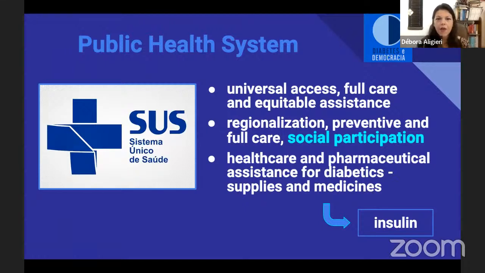Here we have a public health system. In Portuguese it is Sistema Único de Saúde, our beloved SUS, that offers universal access, full care, and equitable assistance to all Brazilians. The system has as principles, as guidelines to its organization, regionalization, preventive and full care, and especially social participation. So diabetics receive healthcare and pharmaceutical assistance with supplies and medicines from SUS, and this includes insulin.